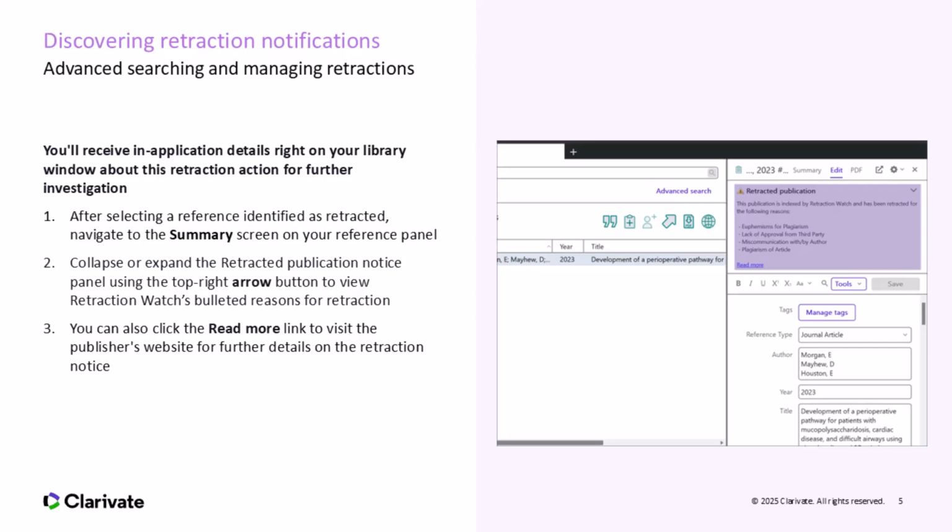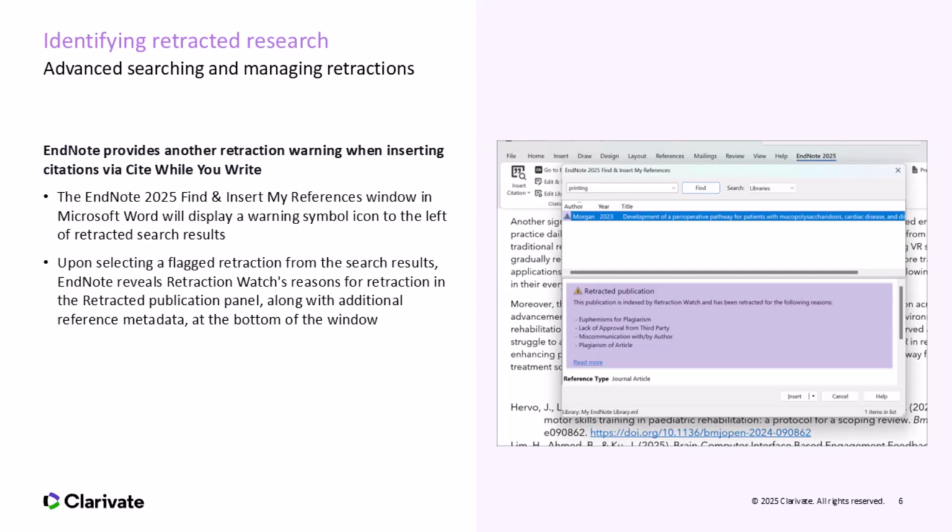Let's take a closer look at how EndNote 2025 helps you identify retracted research while you're writing in Microsoft Word. When you're using Cite While You Write, any retracted references will display a warning symbol in the Find and Insert My References window. This visual cue makes it easy to spot problematic citations before inserting them into your document.